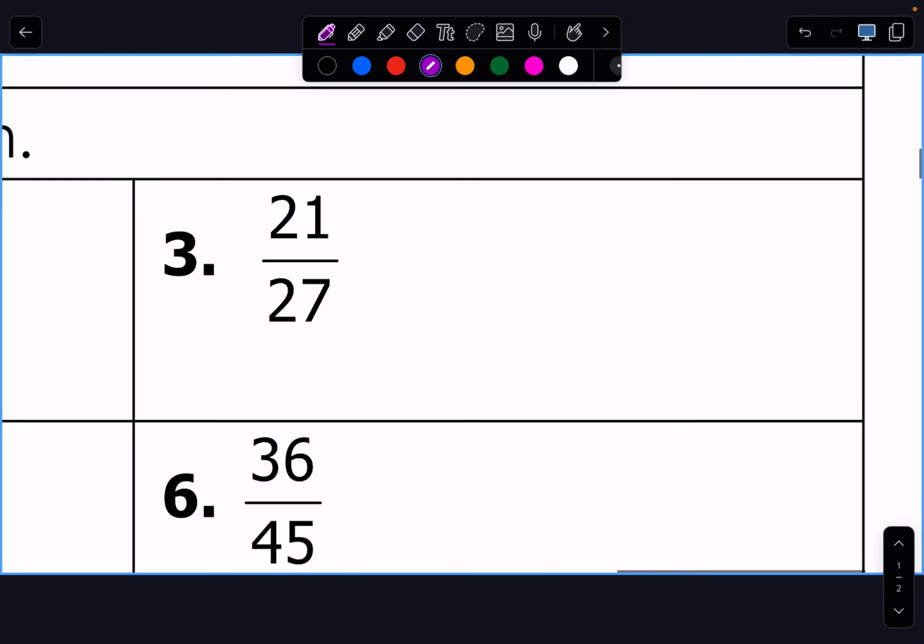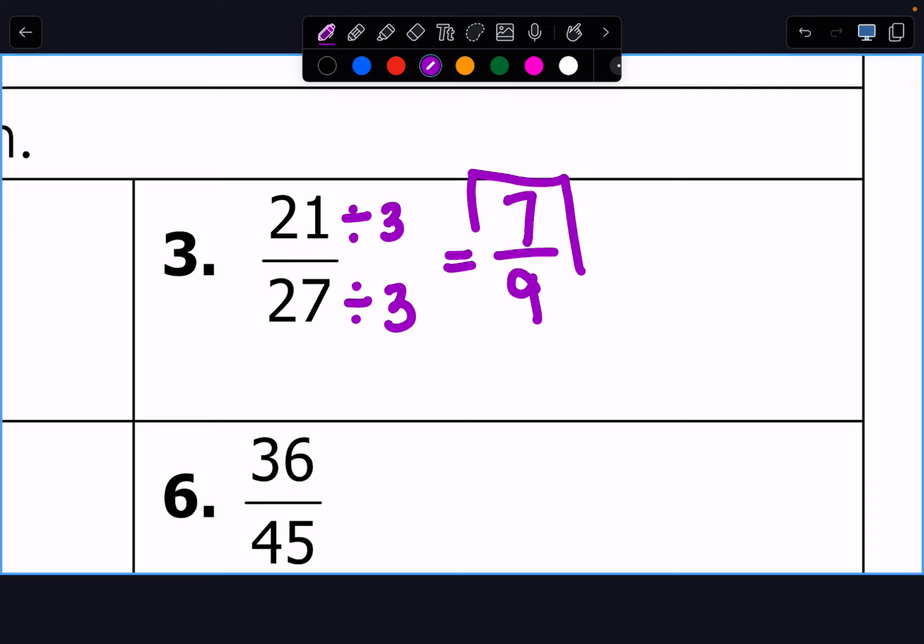All right, let's look at number 3. Excuse me. Don't know what happened to my voice there. 21 over 27. Is that simple? No. What number can go into both? 7. I heard 3. If that was 28, that would be cool. Okay? But I think 3 is going to be our answer. If we divide both numbers by 3, what's our numerator become? 7. What about our denominator? 9. 7 over 9. Is that simple?